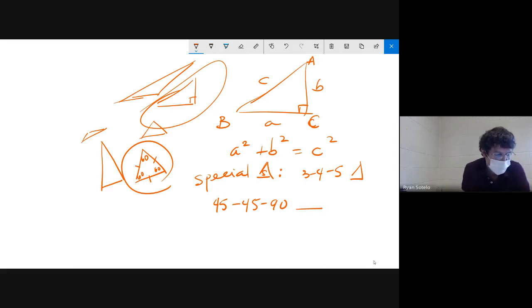So you do have a 1-to-1 relationship between the two legs. The hypotenuse, these are ones yours to memorize. Relative to the shorter leg, it's square root of 2 times larger.